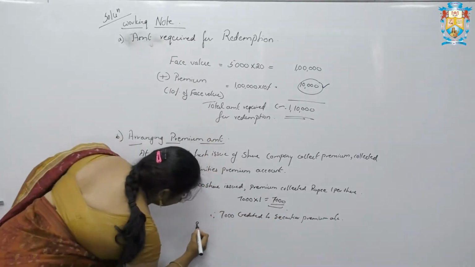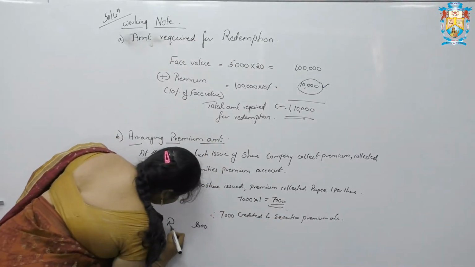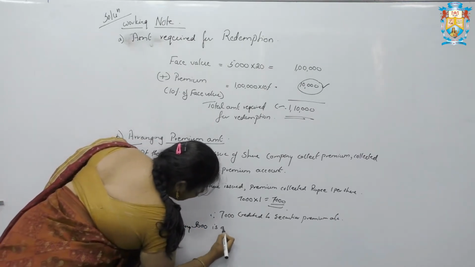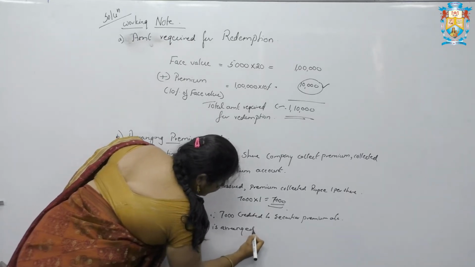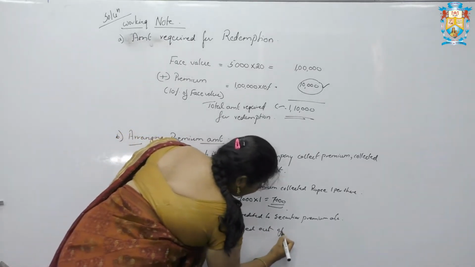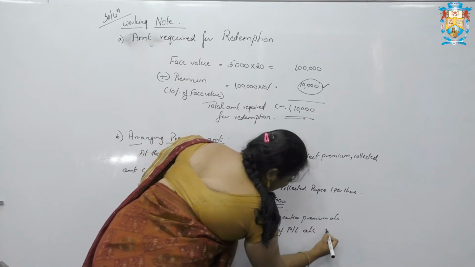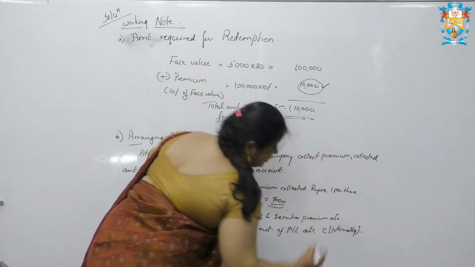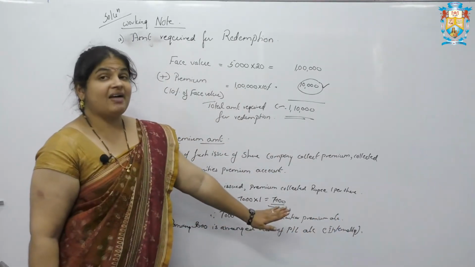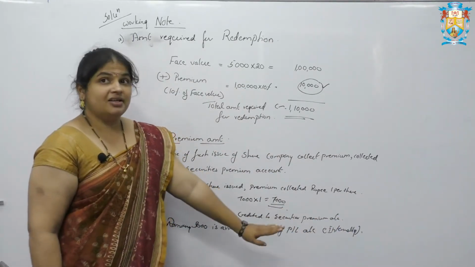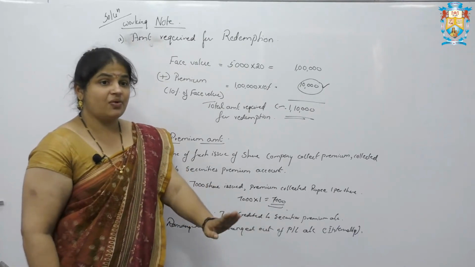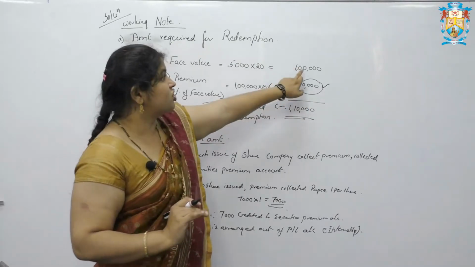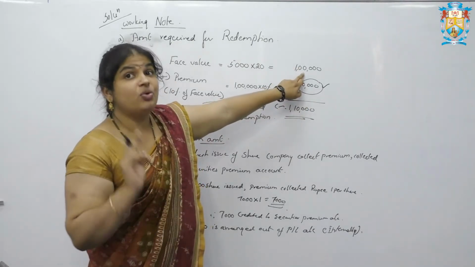So write 3,000, remaining 3,000 is arranged out of profit and loss account, that is internal arrangement. So external arrangement I have arranged 7,000, internal 3,000, total amount arranged is 10,000. So here I have cleared or settled the premium amount. Next, come to which money? Next, come to face value.